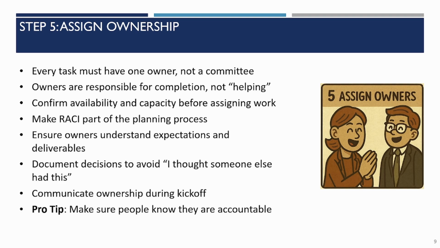So now that we've laid out the work, you've got to identify the owners. Every task should have one person, not a committee, not multiple names, one person that's responsible for completing the work. Obviously, you've got to make sure those people are available. Building out roles and responsibilities is important, but making sure they understand the expectations and deliverables gets to my pro tip: just putting their name on the plan doesn't mean they know that they're accountable.